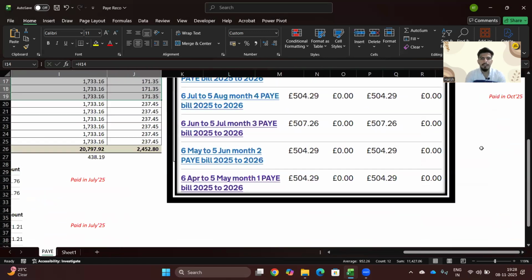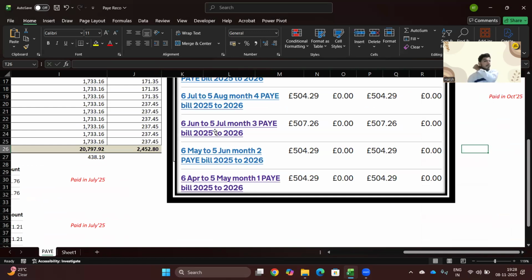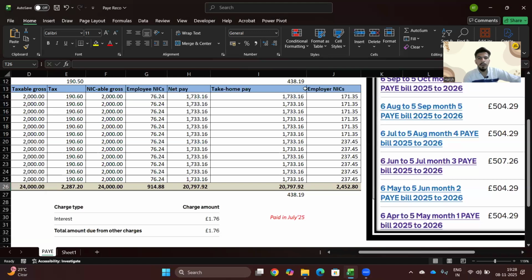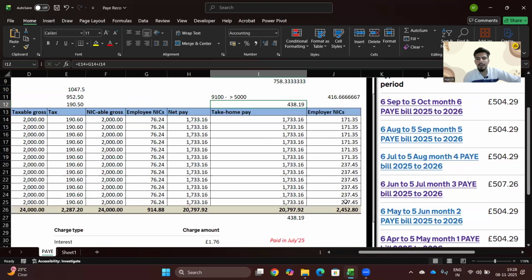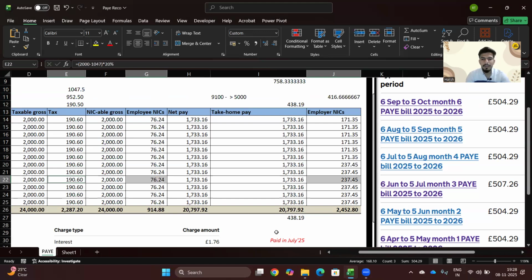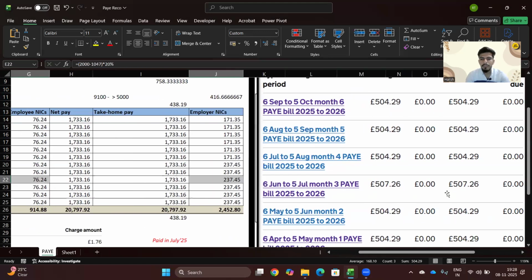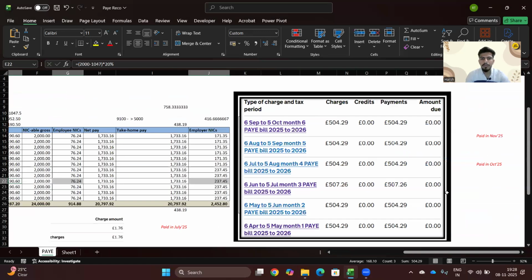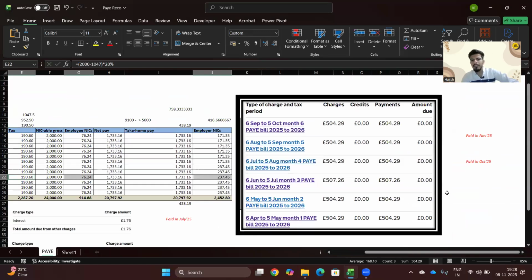In the next month, we have a liability of 507.26. You might be wondering, here it is 438.19, so why are you paying 504.29? But here the employer NIC was increased, so our total liability was 504.29. This page shows you the type of charge and the tax period, the charges, credits, and payments. Credits, if you have any SMP or SSP credit on your account. Then you have payments, and then you get the amount due.